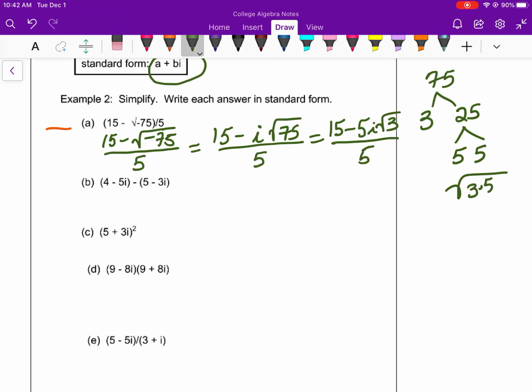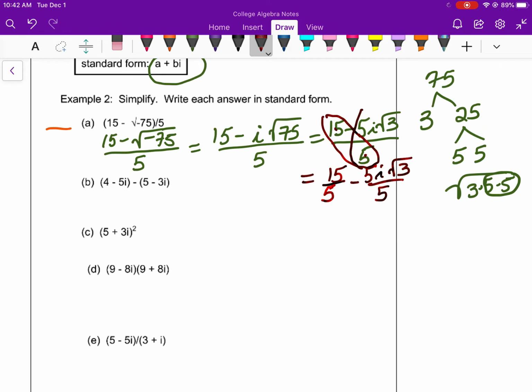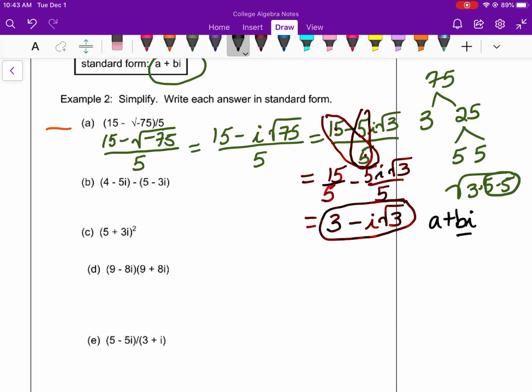Again, that's 3 times 5 times 5. I've got a pair of 5s coming out. Okay, from here you can reduce. You can do 15 over 5 minus 5i radical 3 over 5. So you're reducing this way and you're reducing this way. It's important that you do both. So that is 3 minus i radical 3. And remember, you need to write your answer in a plus bi form. That just means the imaginary term has to be written last.